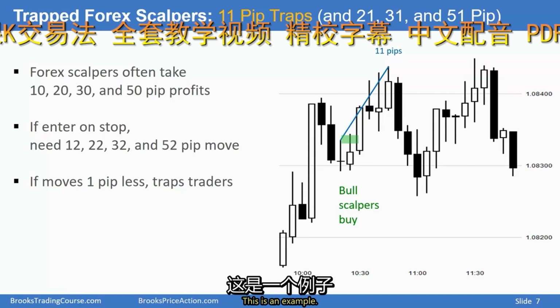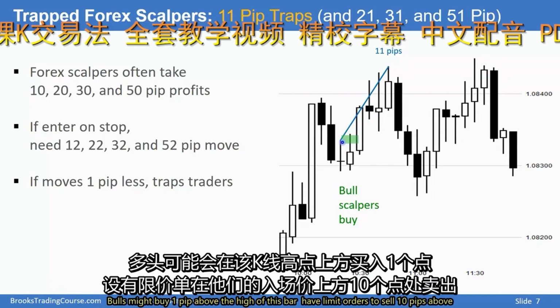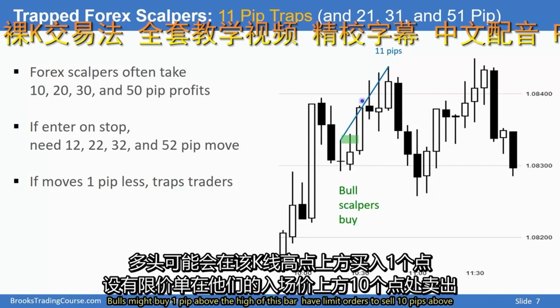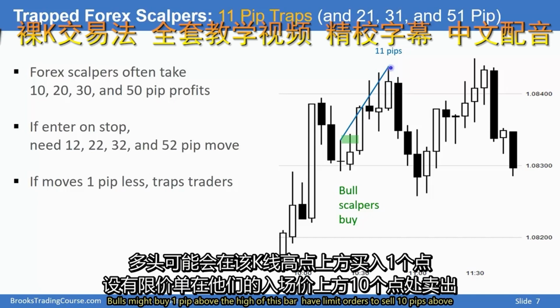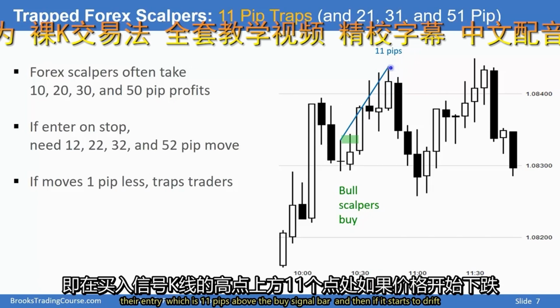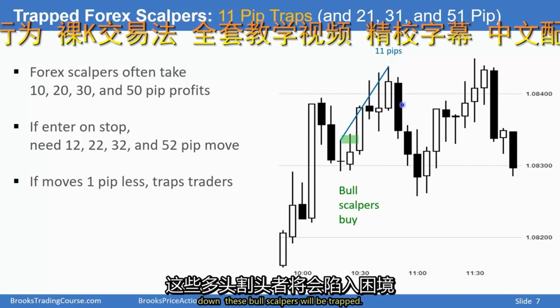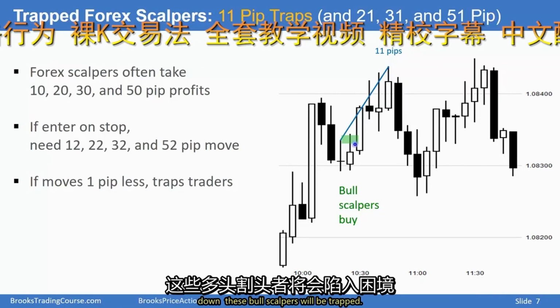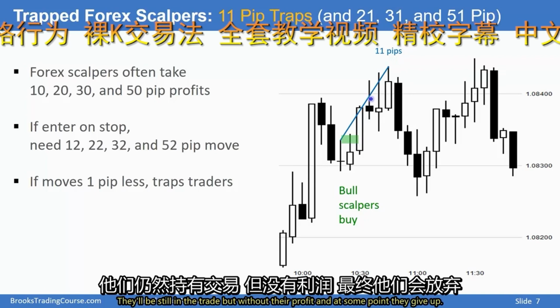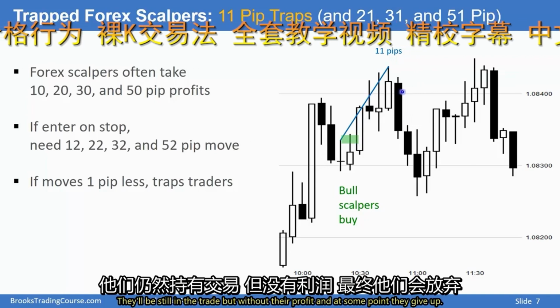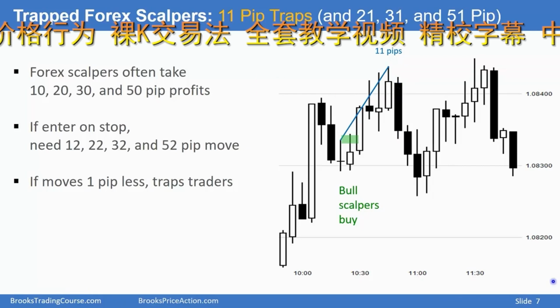This is an example. Bulls might buy 1 pip above the high of this bar, and have limit orders to sell 10 pips above their entry, which is 11 pips above the buy signal bar. And then if it starts to drift down, these bull scalpers will be trapped. They'll be still in the trade, but without their profit. And at some point, they give up.